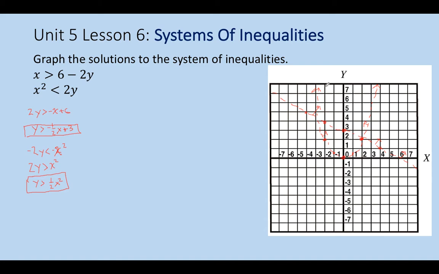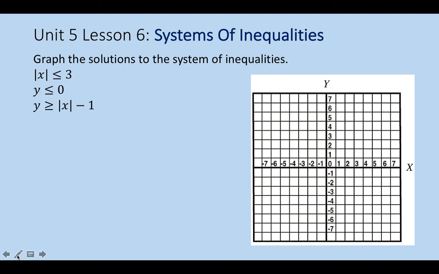And that means, where is it a solution to both? Well, it would just be this section right here. Okay, so everything to the right of this makes the first one true. Everything above here would make the quadratic true, but the only thing that makes both of them true is this section right there.